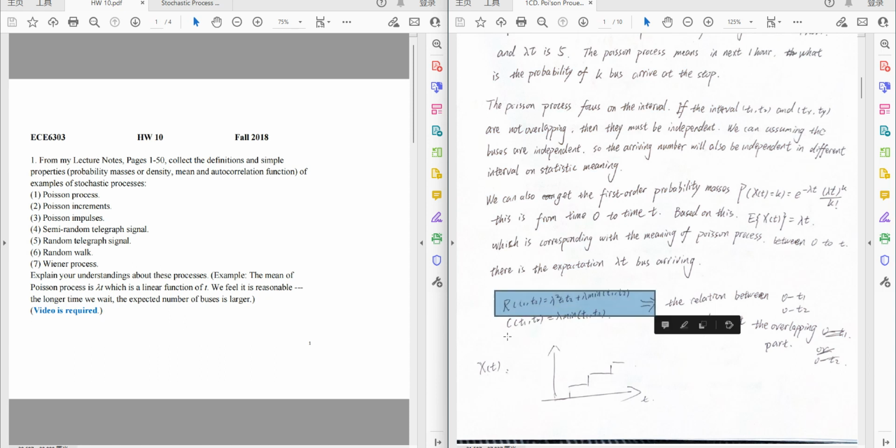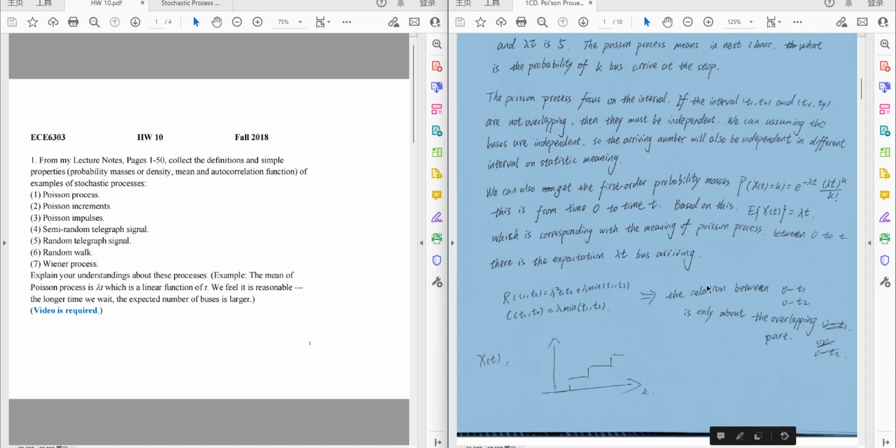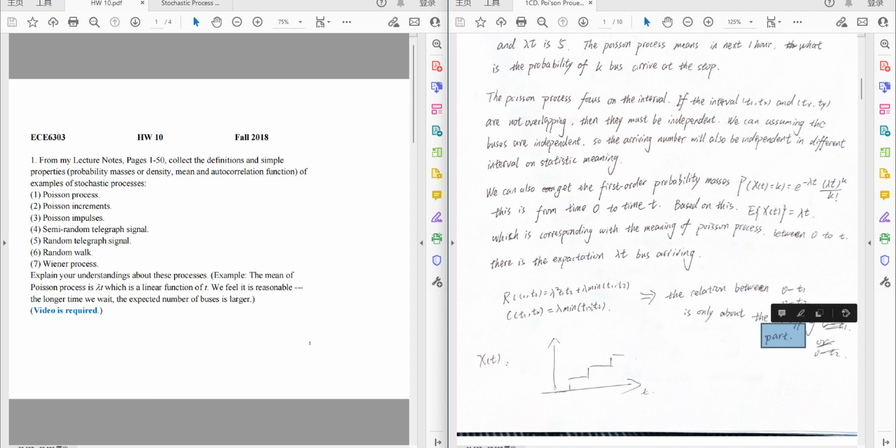And we can also get the autocorrelation R and covariance C, and we can get this. We can notice that there is a min of t1 and t2, which means the R shows the relation between different times. The relation between 0 to t1 and 0 to t2 is only about the overlapping part. The overlapping part is the shorter one of t1 or t2. So for 0 to t1 or 0 to t2, whichever is shorter is the overlapping part. So we just choose this.